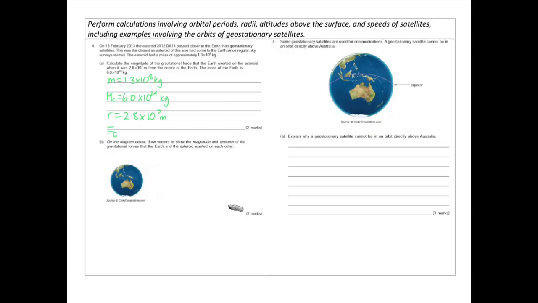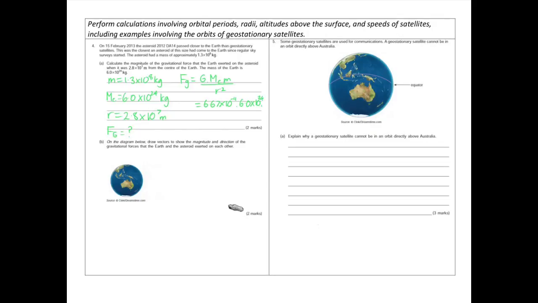So Fg is equal to our unknown. What formula do we use? Fg equals G M_E M, or you could have done M1 M2, it doesn't really matter, divided by r squared. And then we plug all the information into that. This is only 2 marks because you don't really have to do any rearrangement of the algebra. It is just simply substitute in the numbers.